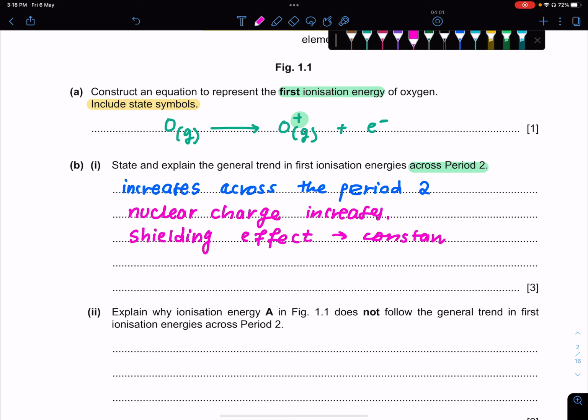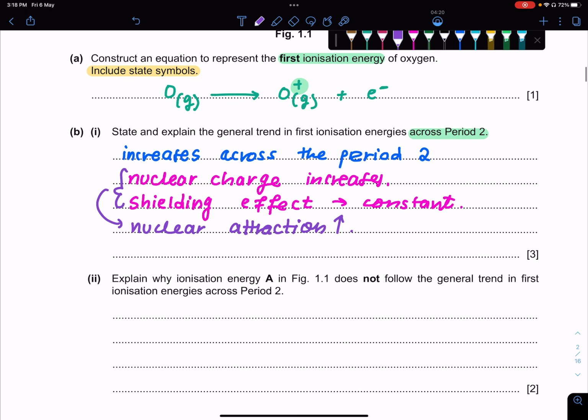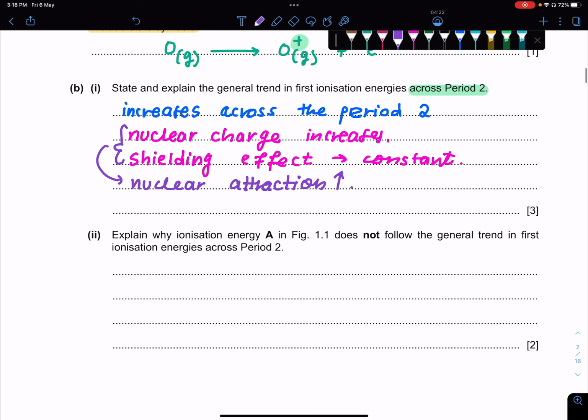Now these two factors cause the nuclear attraction to increase. By nuclear attraction I mean the attraction between the nucleus and the outer electrons, which increases. So more energy is needed to overcome this increased nuclear attraction. That's why ionization energy increases across the period. I hope this gets you 3 marks.